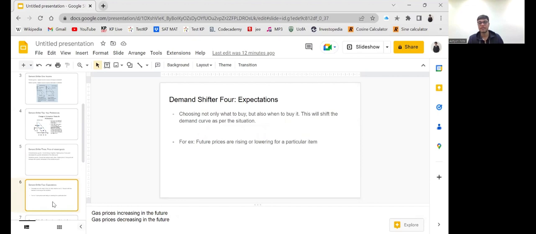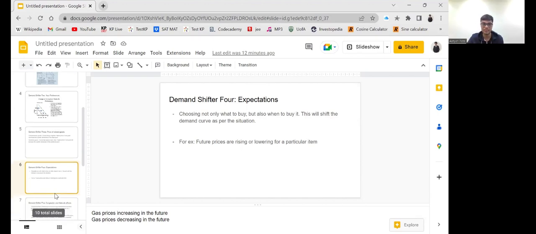The fourth is expectations. Expectation is basically when to buy the good. Let's say future prices are rising or lowering for a particular item, so you'll buy it or not buy it. For example, you go to a gas station, you see the prices of gas are higher, and this is temporary. So you will not buy the gas that day. So the demand curve will shift to the left for that particular day. Let's say the next day you go, the prices are lower, and this is also temporary. So you'll buy the gas that day, and the demand curve for that day for gas will shift to the right because you bought the gas.